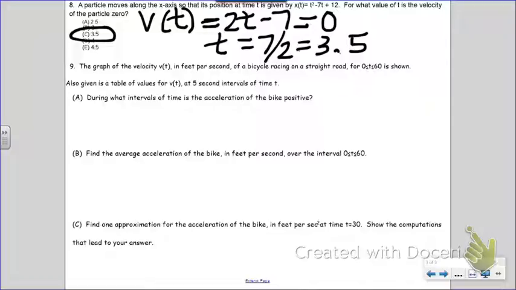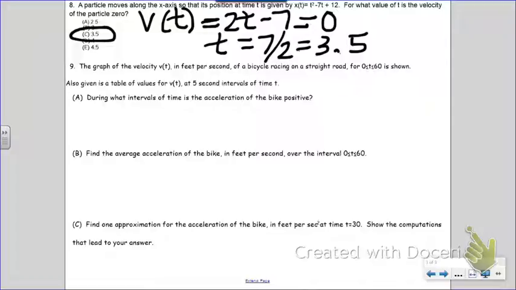Number 9. A graph of velocity is given. So you have the graph on your paper. During what time interval is the acceleration of the bike positive? You also have a graph to look at. So you have both of them on your chart. I don't have them on here, but you certainly can look at yours as we go through the problem. During what intervals is the acceleration of the bike positive?